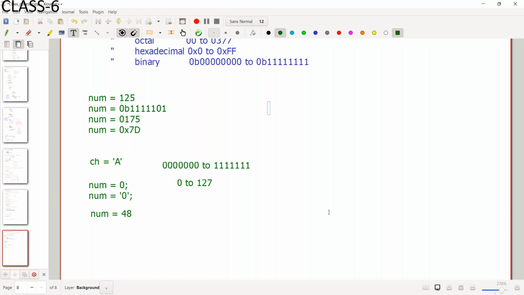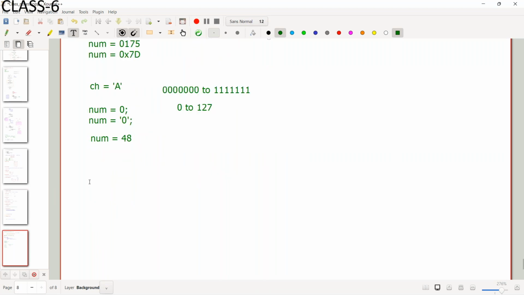Now coming to negative number storage. Positive integers get stored as they are. Yes, correct, Ranjit. The number I'm considering is negative 13, a negative integer, so it is going to get stored as 2's complement. Do you have any idea what 2's complement is, and how to get it?